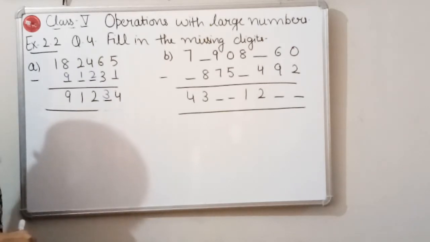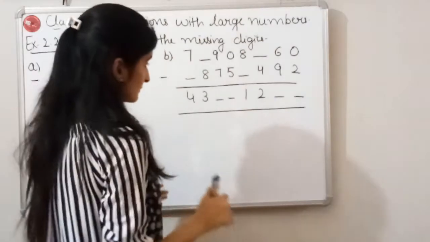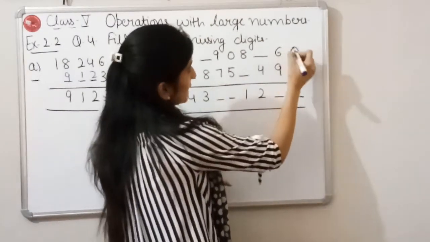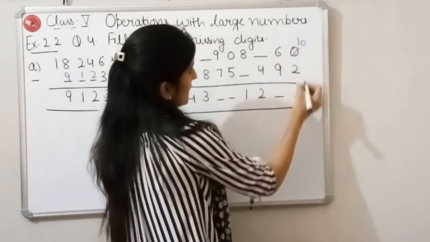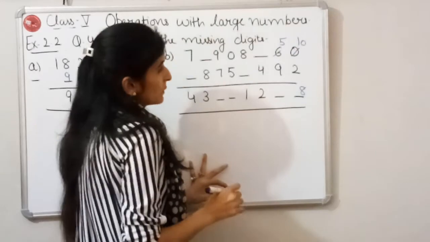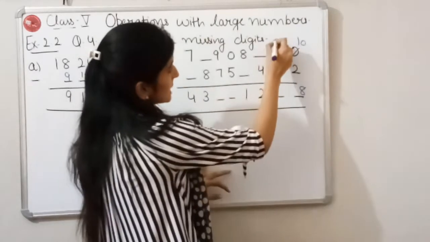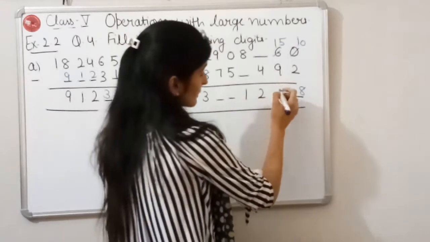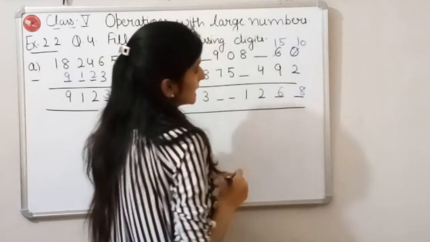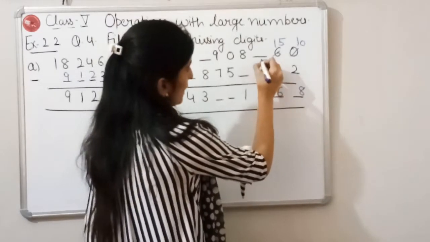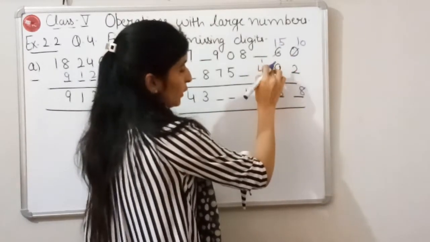Now let's move to our B part. In B part, we have to find the difference here. We will take one borrow from here. 10 minus 2 is 8. This will become 5. 15 minus 9 is 6. Okay. Now here we have one more.